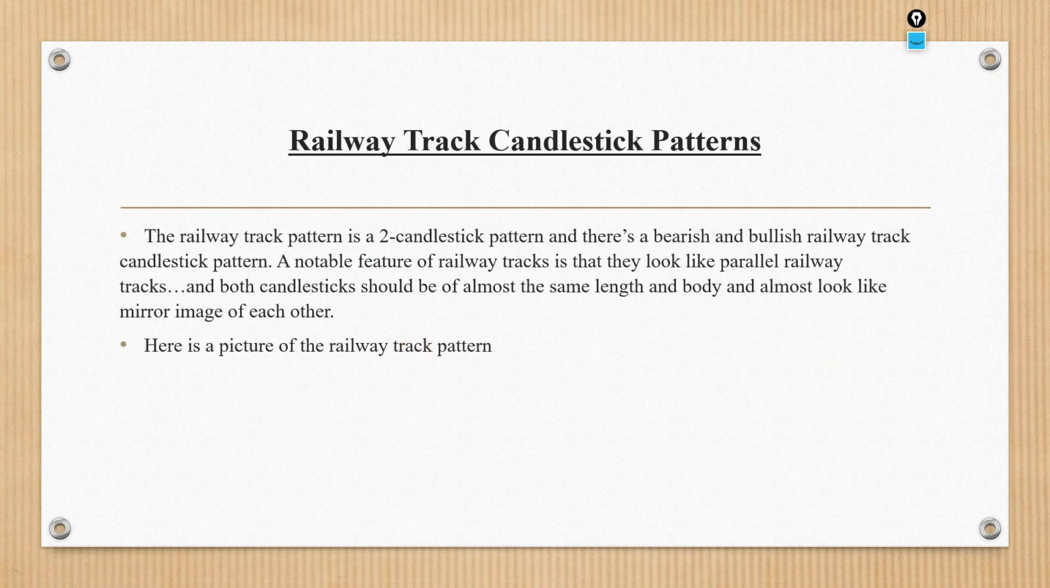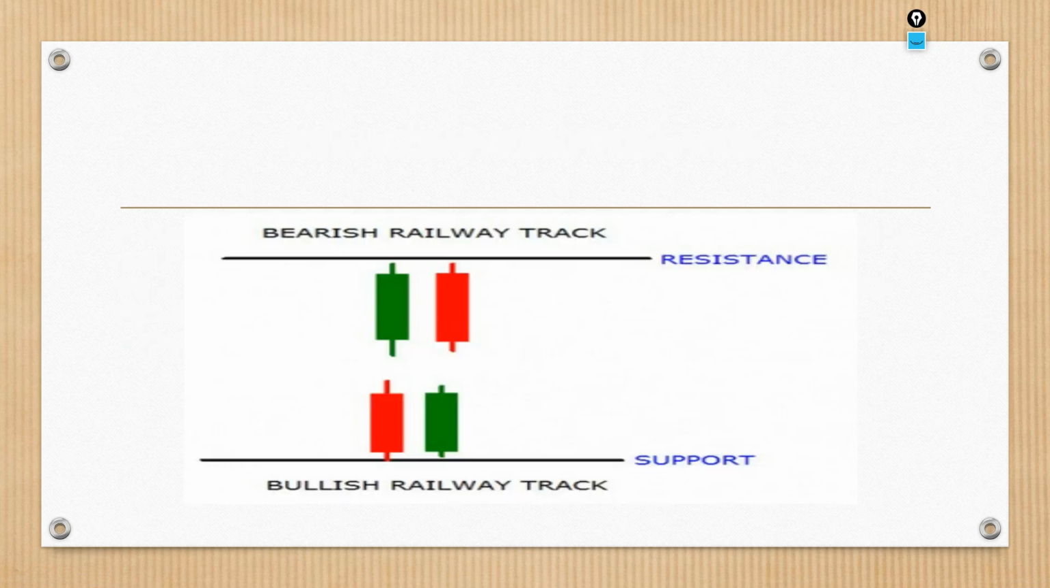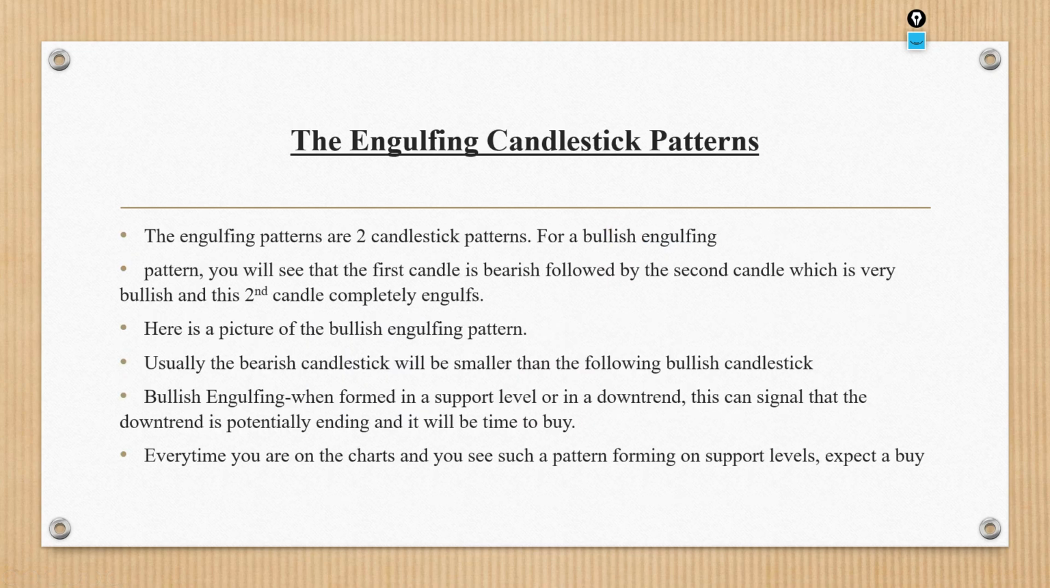The railway track candlestick patterns, and these are all reversal patterns. You see these, they actually come in this format. If they form at resistance, it's a reversal. If they form at support, it's a reversal to upwards. It's very easy, guys.